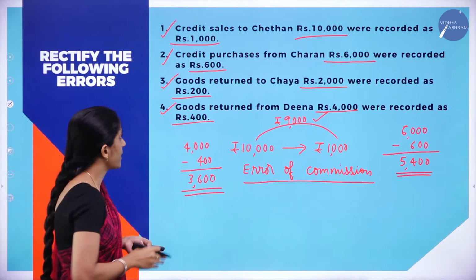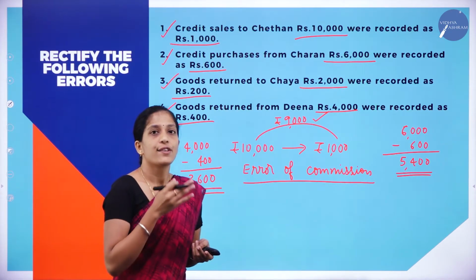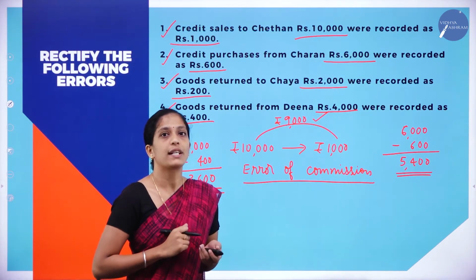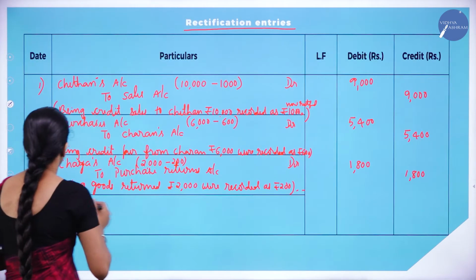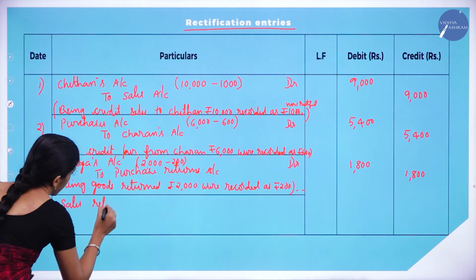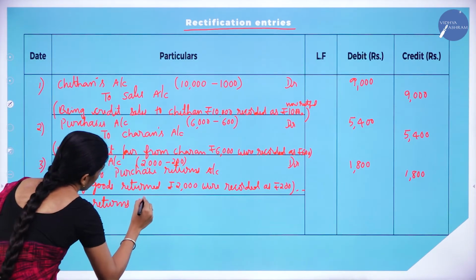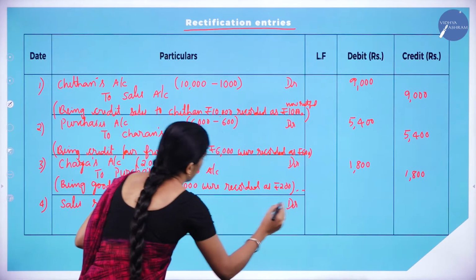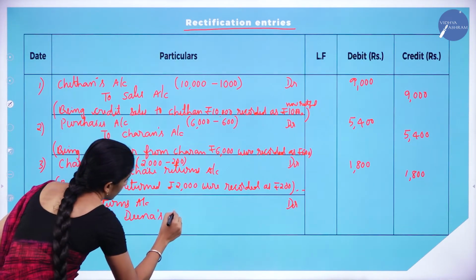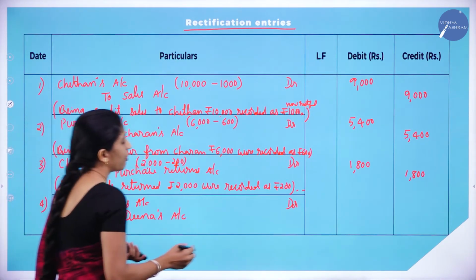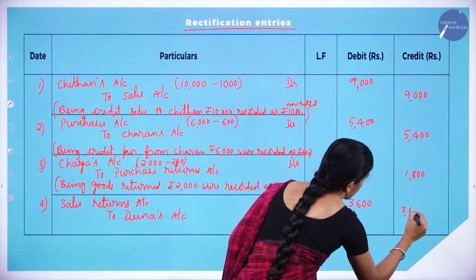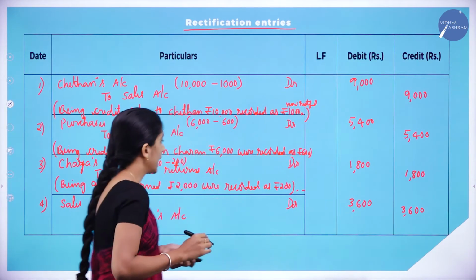Now, how to record this transaction? Goods returned from Dina. So, our entry is sales returns account debit to Dina's account. Fourth one, sales returns account debit to Dina's account. And the amount is how much? 3,600 in the debit side and 3,600 in the credit side. Now, how to write the narration?